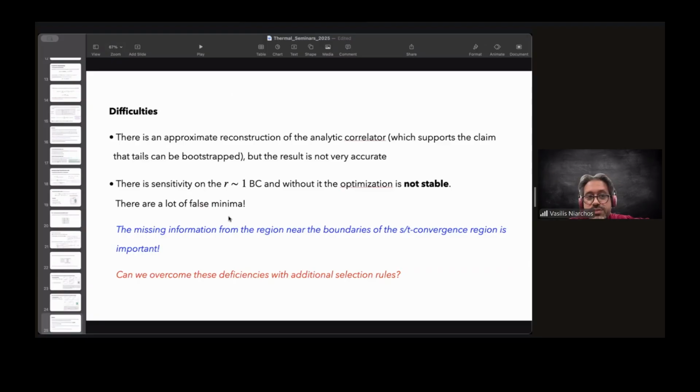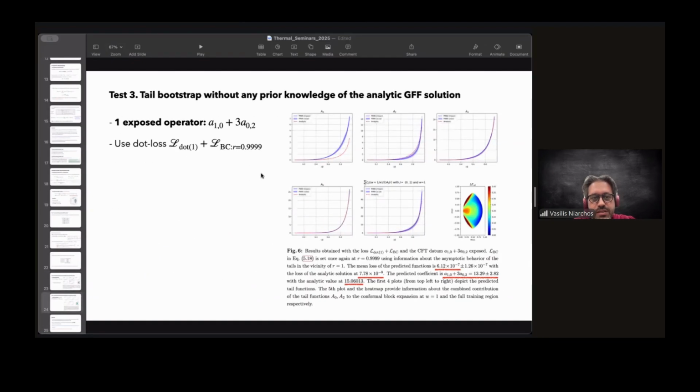This is the good news, which supports the claims that tails can be bootstrapped, but the result is not very accurate. The sensitivity lies in the region close to R equals 1, and without it, the optimization is not stable. So basically, here I'm also putting in a term which can be analytically determined, and which determines how these tails behave, how they diverge close to 1.